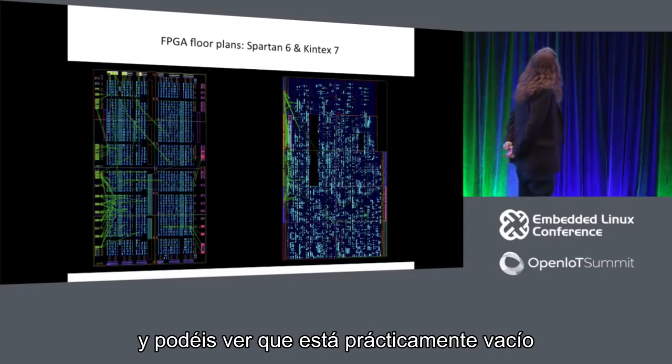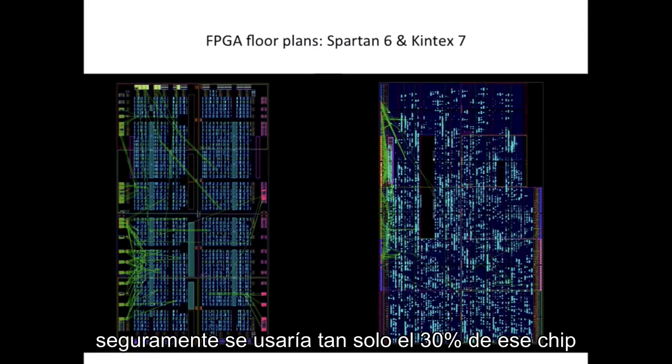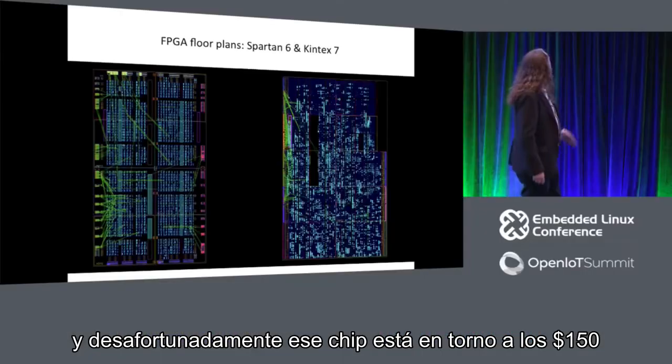And you can see that this is mostly empty. If we did a push of all those cells up into the center of the chip, probably only 30% of that chip is used. So you could put 4 cores on there. You could put 16 DSPs, and we routinely do. You can put a GPU. You can put anything you want. And that chip, unfortunately, is around $150.